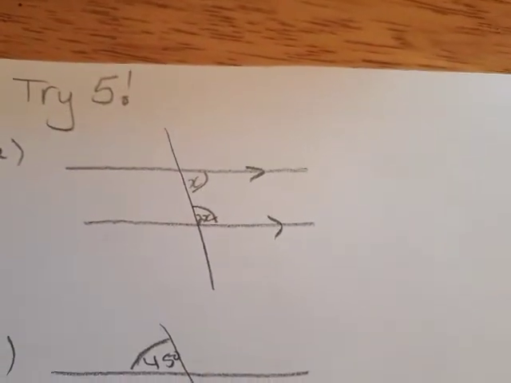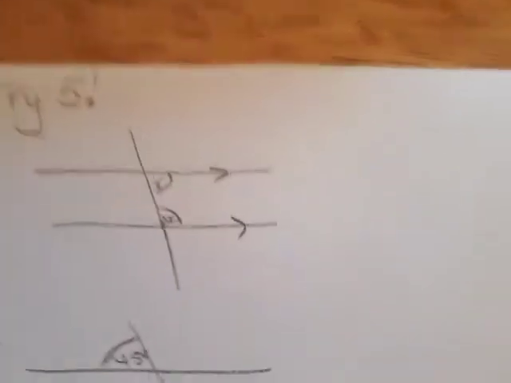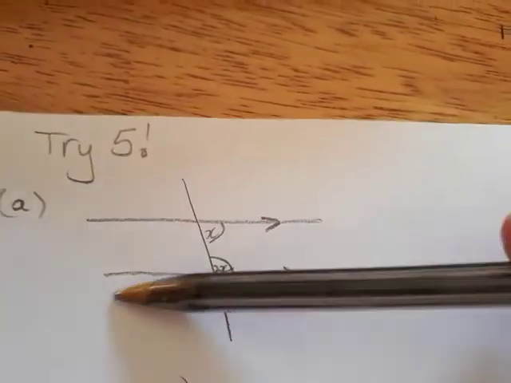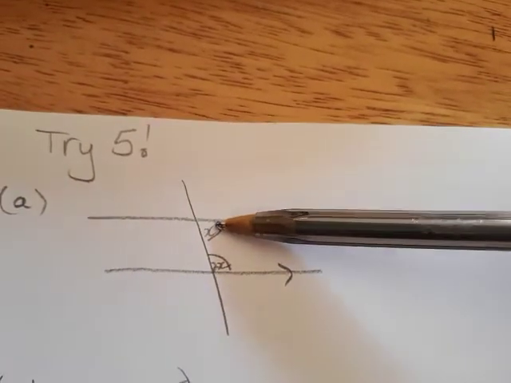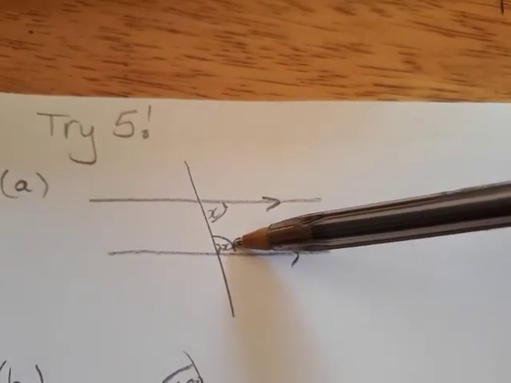Okay, grade 12. This is now try now 5. We're going to look at A. Okay, you've got a pair of parallel lines and you've got indicated that one as being x and that one being 2x.